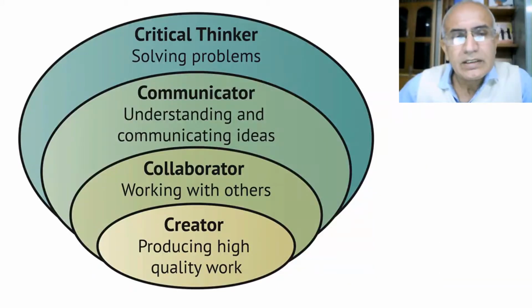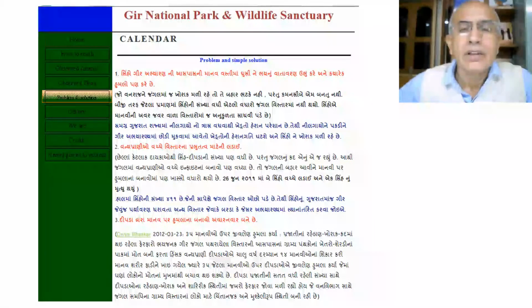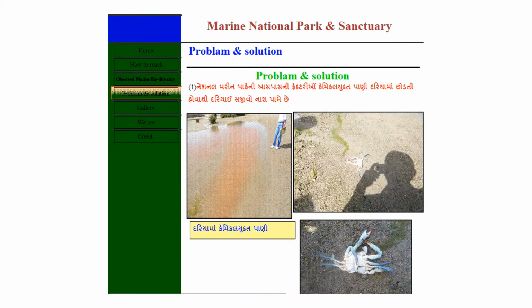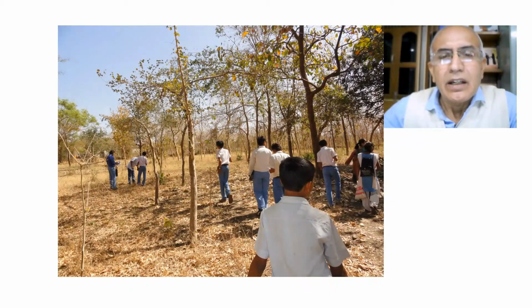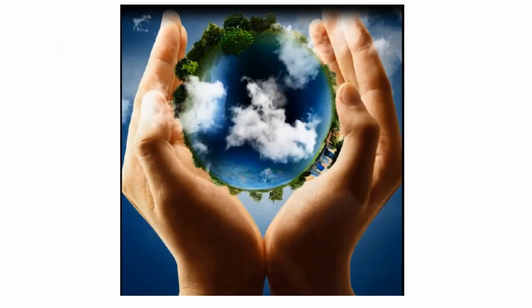From this project, my students became critical thinkers, communicators, collaborators and creators. Students learned about the biodiversity of the National Parks and Wildlife Sanctuaries of Gujarat. Students developed the ability to find out problems and their solutions. The students learned the method of making websites in the Gujarati language. Students used ICT for their learning. I am sure that the efforts of my young environmentalists will create a better world for us.